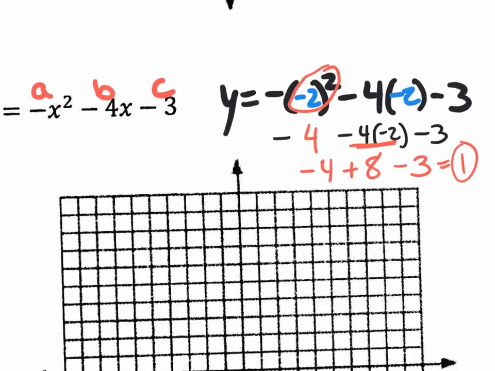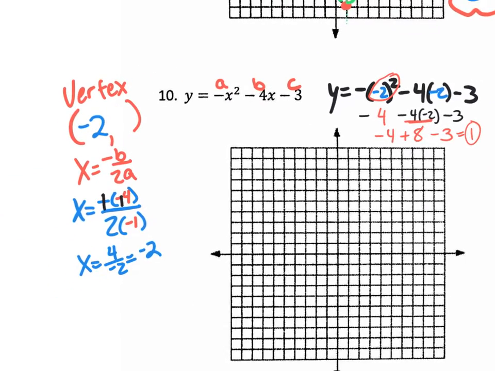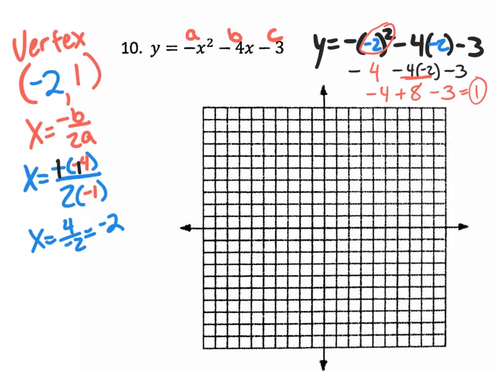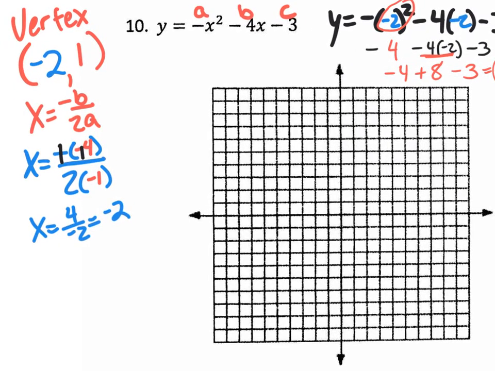So what did we find? We just found the y value of the vertex, which is 1. Now that is the most important point of the whole parabola. So let's go to the coordinate negative 2, 1. Negative 2 on the x from the origin, 1 on the y. There it is. We draw our axis of symmetry right through it.